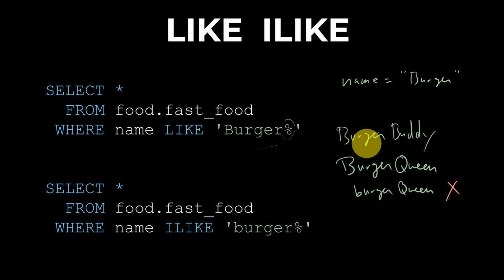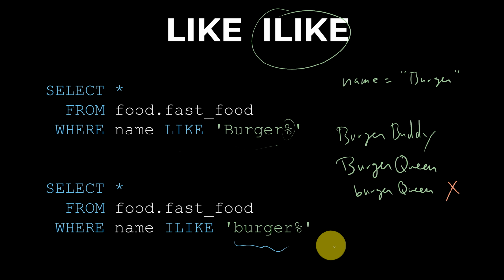So what if you don't care about lowercase or uppercase? You want to match it either way. Then you use ILIKE. ILIKE is a little bit different. The only thing that's different about ILIKE is that it's not case sensitive. So if you write ILIKE burger with a small b, it will still match capital B for Burger Queen, and it will also match Burger Queen with a small b. So if you don't care about capitalization, use ILIKE. If you care about capitalization, use LIKE, right?